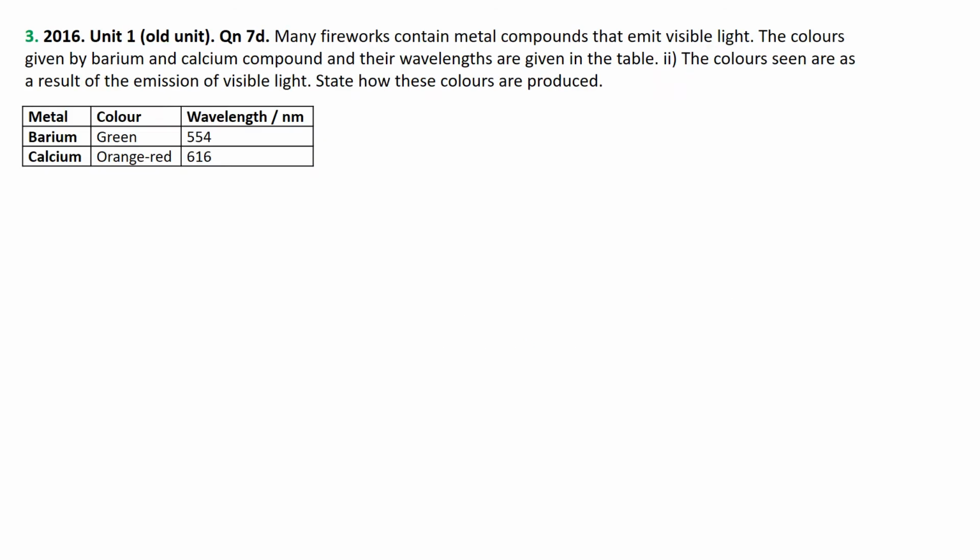Many fireworks contain metal compounds that emit visible light. Colours given by barium, calcium, their wavelength given in the table. Colours seen are a result of emission of light. State how these colours are produced.